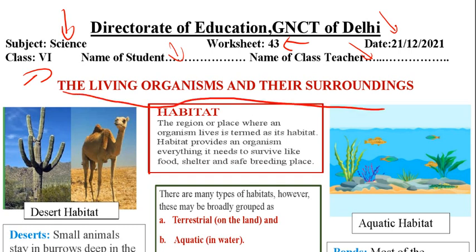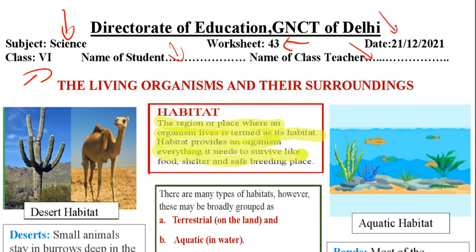Okay, so first topic which we will study will be the habitat. Let's see what is a habitat of an animal. The region or place where an organism lives is termed as its habitat. So a place or the region where an animal or an organism lives, that place is termed as its habitat. Habitat provides an organism everything it needs to survive, like food, shelter and safe breeding place.